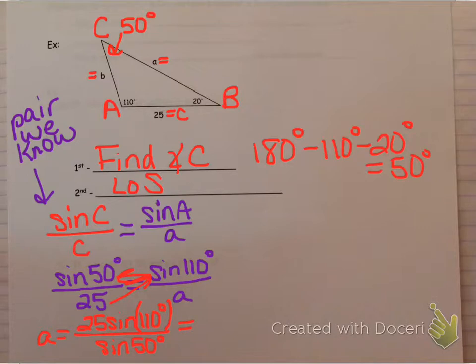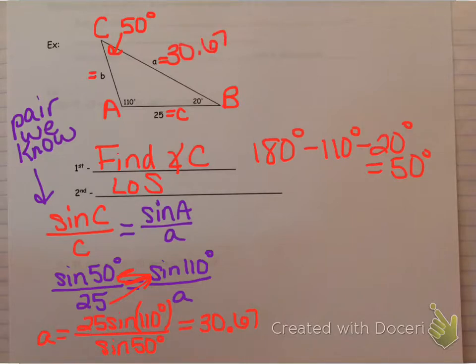And so if you've typed this into your calculator, and of course if you're in degree mode, then what you should get for your answer is 30.67. And so side A is 30.67.